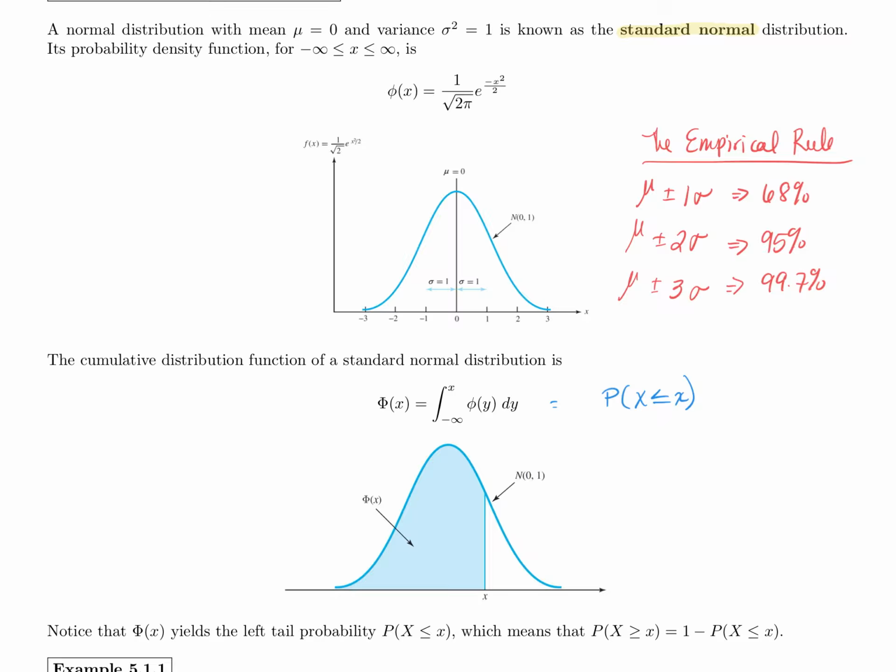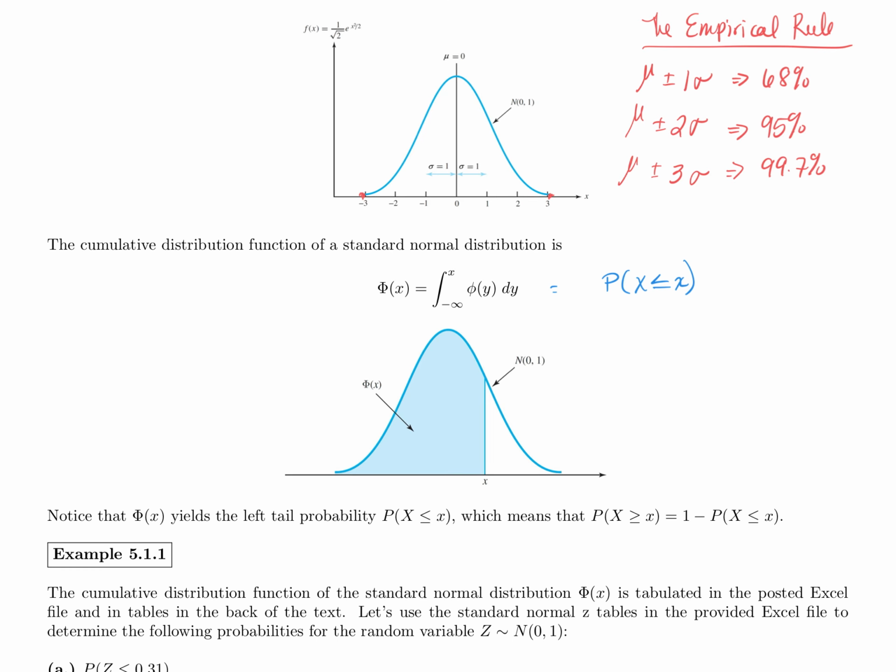That means we have 0.3%, or 0.15% on the high end out here and 0.15% on the low end here, that are outside of 3 standard deviations away from normal. Those are some pretty significant results.